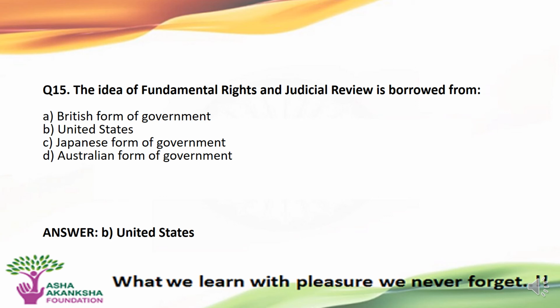The next question is: the idea of Fundamental Rights and Judicial Review is borrowed from which of the following governments? A. British form of government, B. United States, C. Japanese form of government, or D. Australian form of government. The correct answer to this question is the government of the United States of America. That is option B.